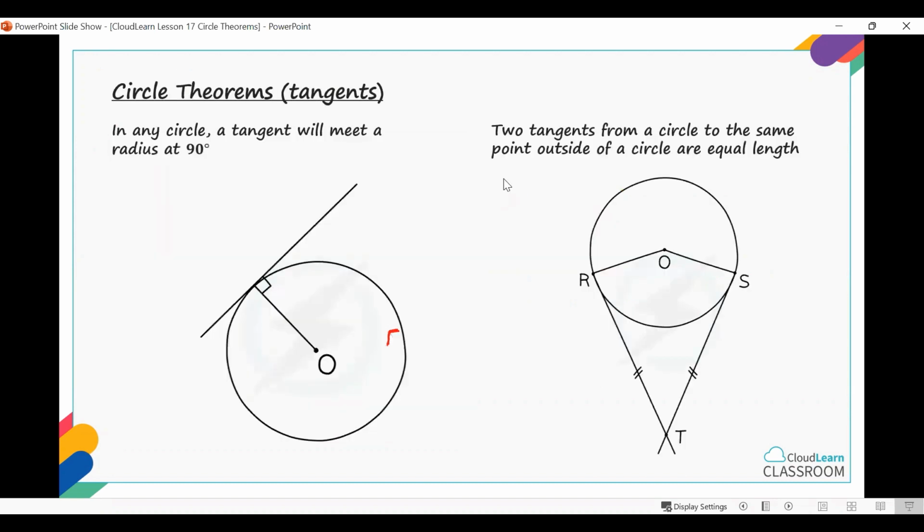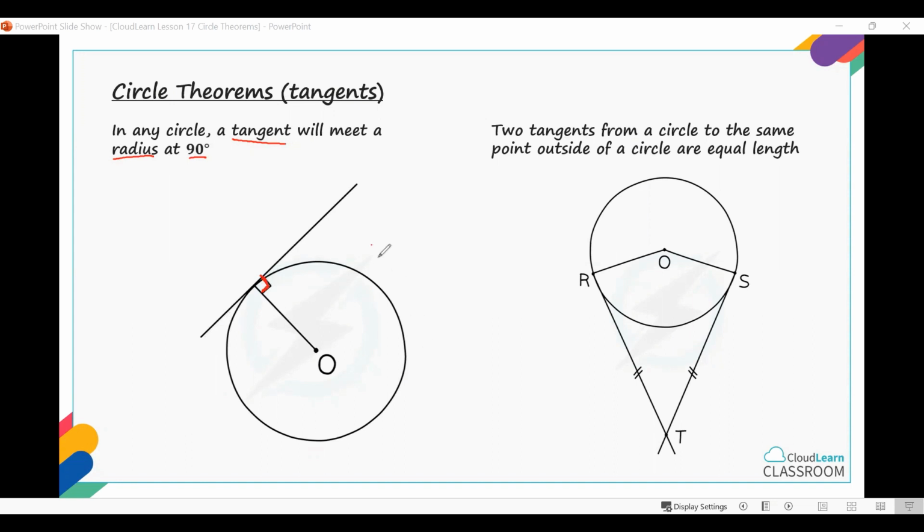Okay. I told you we'd be doing lots of work with tangents today. So tangents. We have two circle theorems of tangents. I put them both up here, because they quite often come together. The first one is that in any circle, a tangent will meet a radius at 90 degrees. So your key words here are that the tangent meets the radius at 90 degrees. This one is really common. If you've got a tangent to a circle and it meets a radius like this, then you can always put that right angle on there, okay?